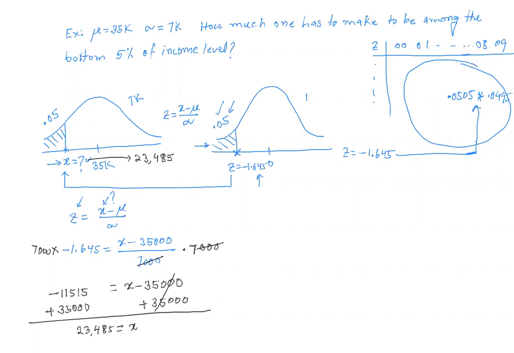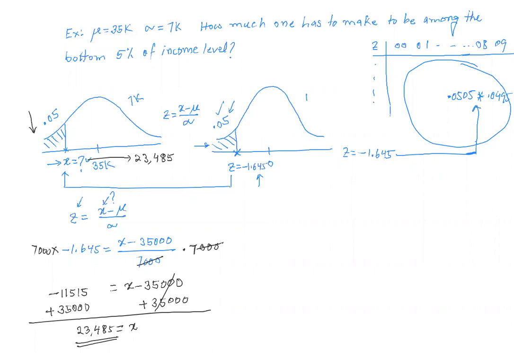So if you make $23,485 or less, you'll be among the bottom 5% of the wage earners. Or roughly, if you make $23,500 or less, then you're among the bottom 5% of the income level. And that's how you find it out.